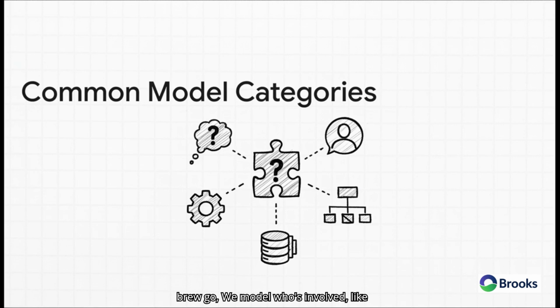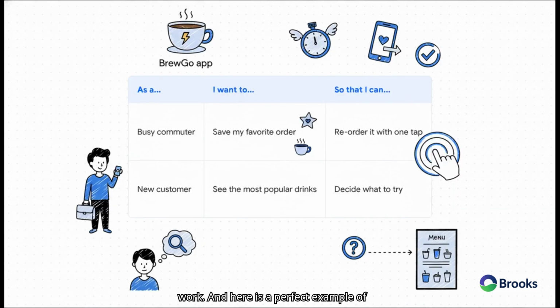So for Brugo, we'd model who's involved, like the customer and the barista. We'd model why we're even doing this, to speed up service. We'd map out how a person actually moves through the app, what it can do, and what kind of data it needs to work. And here is a perfect example of a model in action.